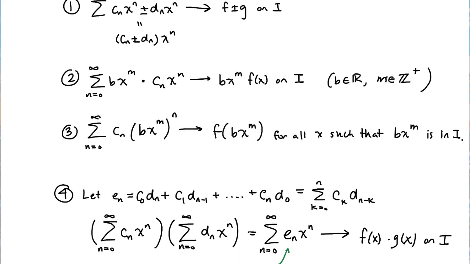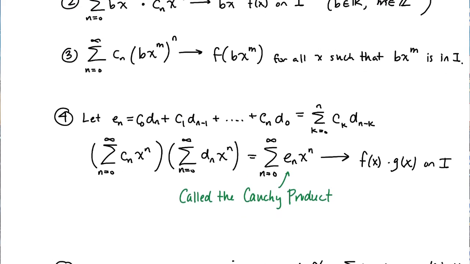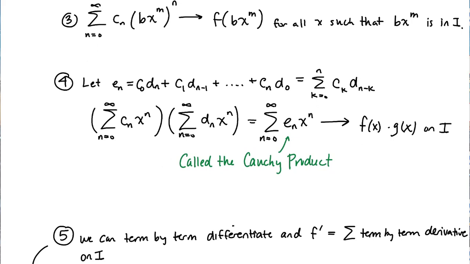Okay, next, we've done adding and subtracting. What about multiplying? So let's first define e sub n to be c0 times d sub n plus c1 times d sub n minus 1, and so on and so forth until you get to cn d sub 0. Basically, we are counting up on the indexes on the c's and counting down on the indexes on the d's. This is called the Cauchy product, and it's how you multiply power series. So if we multiplied our two power series by each other, the resulting series is the sum of e sub n times x to the n.